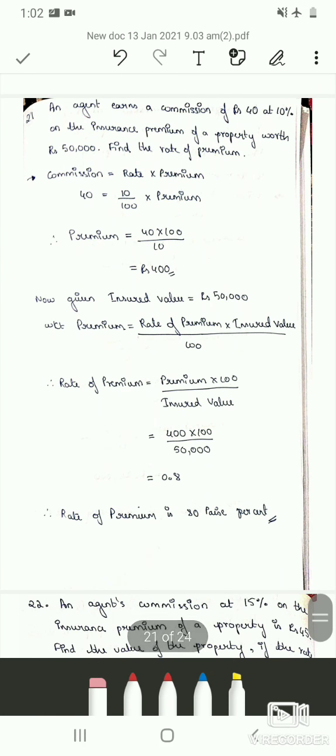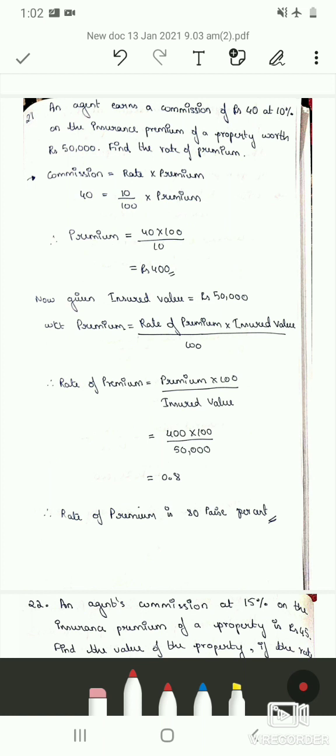So the 21st question is, an agent earns a commission of rupees 40 at 10% on the insurance premium of a property worth rupees 50,000. Find the rate of premium.